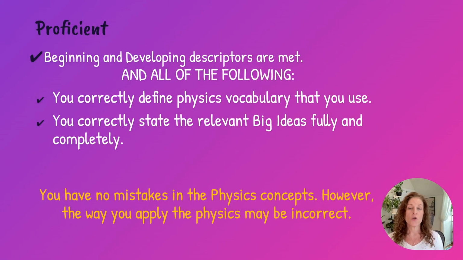Proficient is where you're correctly defining the physics vocabulary and you're stating the relevant big ideas correctly. So you must have the physics correct. However, how you apply it may have some errors in it. This means you've memorized the physics. So I know you've learned something, but you may still have some struggles in applying it. Maybe you're missing some logical reasoning or steps in between the physics and the answer, but at least you have the correct physics.